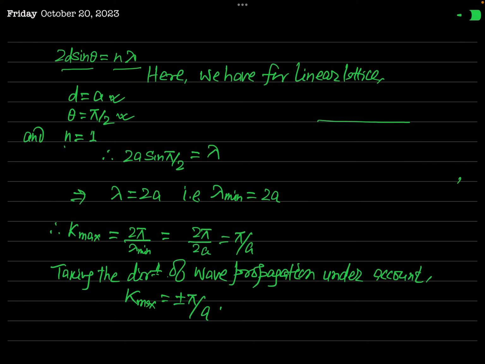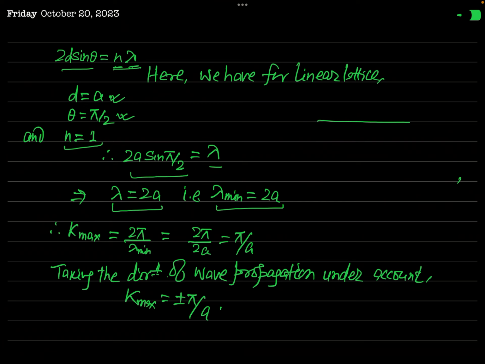If you consider the first order Bragg's reflection, in that condition n will be equal to 1, which is its lowest value, then you will get the minimum value of this lambda. And what will that be? If you substitute these values in this result, you get 2a sine pi by 2 equal to lambda, so you can say lambda is equal to 2a. I have told you that this is the minimum value of lambda, so lambda minimum is equal to 2a.